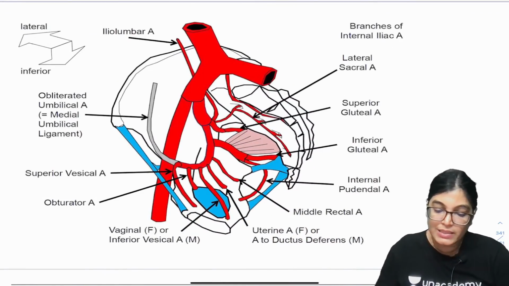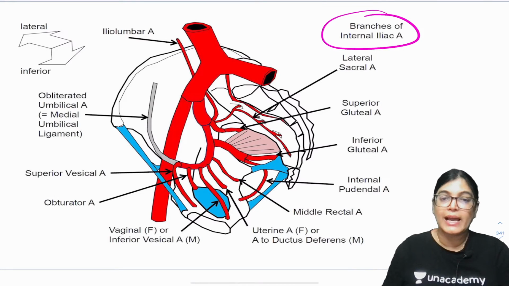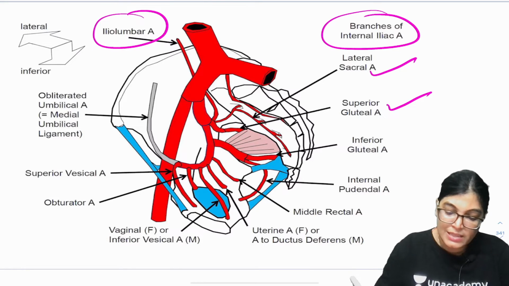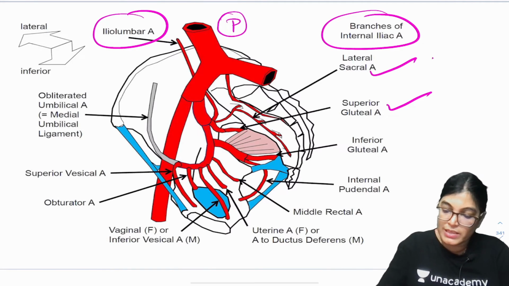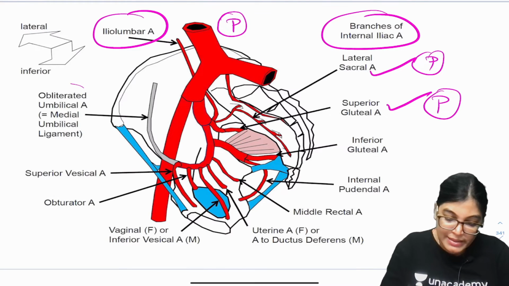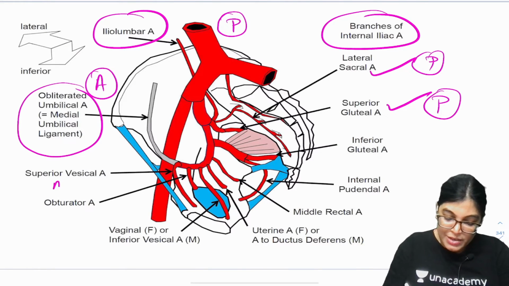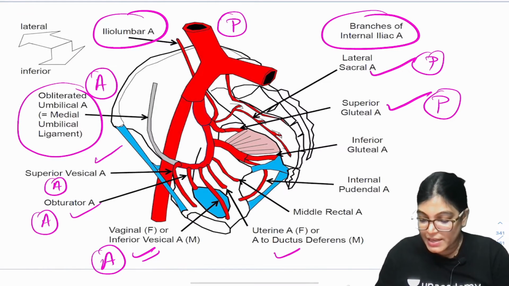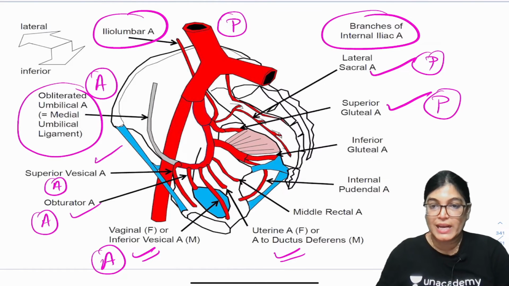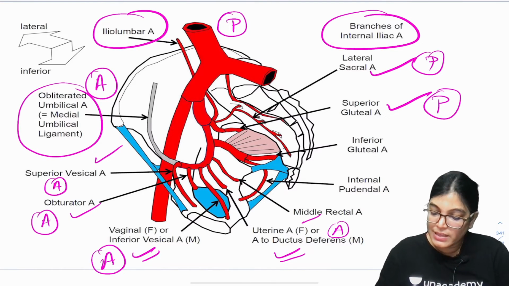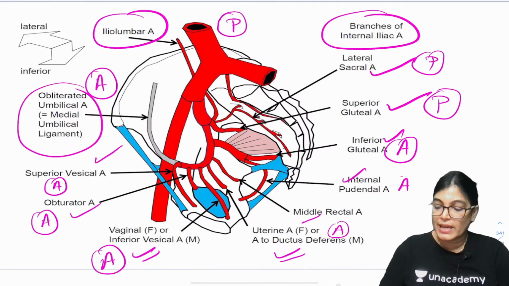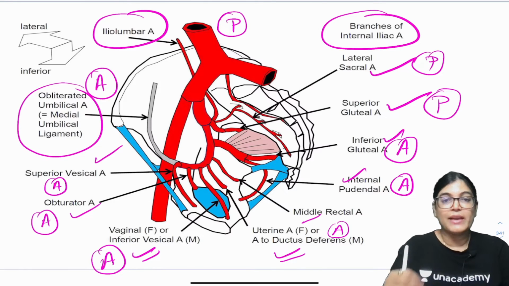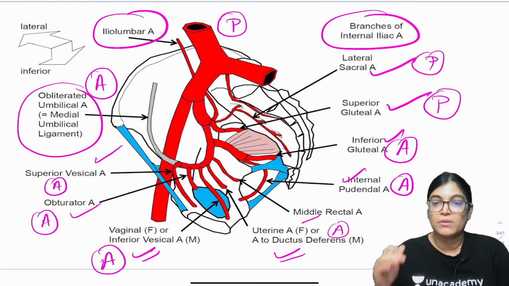See here, I have included this diagram in which all the branches of the internal iliac artery can be seen. Lateral sacral, superior gluteal and iliolumbar are the three branches of the posterior division, P for posterior division. Here you can see the anterior division branches: obliterated umbilical artery, superior vesical, obturator artery, vaginal or inferior vesical, and artery to ductus deferens, which corresponds to the uterine artery in males. Middle rectal, internal pudendal, inferior gluteal. All these with A are branches of the anterior division. So you can clearly see it is lying very inferior to the bifurcation which takes place at the pelvic brim.